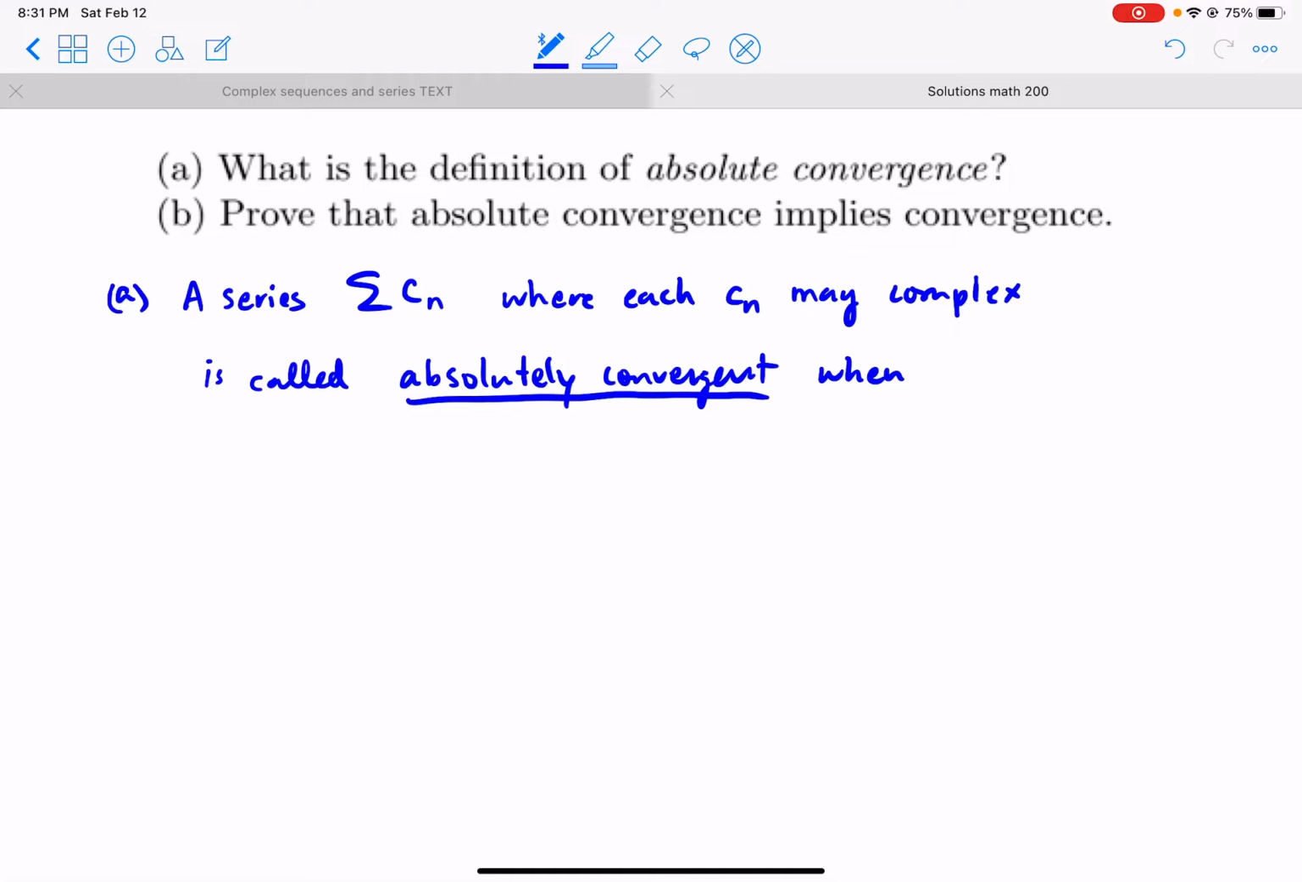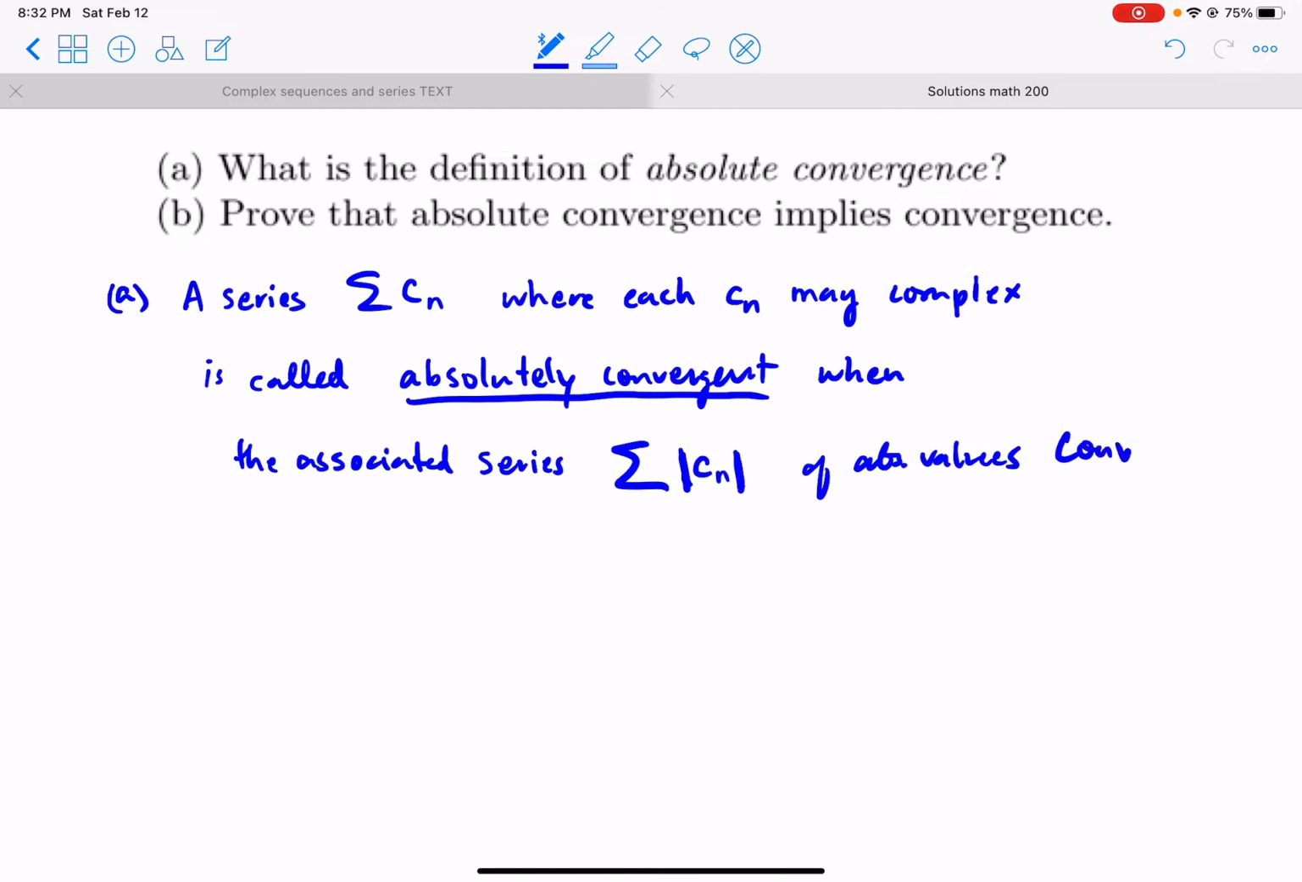A series is called absolutely convergent when the associated series of absolute values, so just take the size of each complex number or each real number, take the absolute value and sum that, converges. So some series is absolutely convergent when this other series converges.